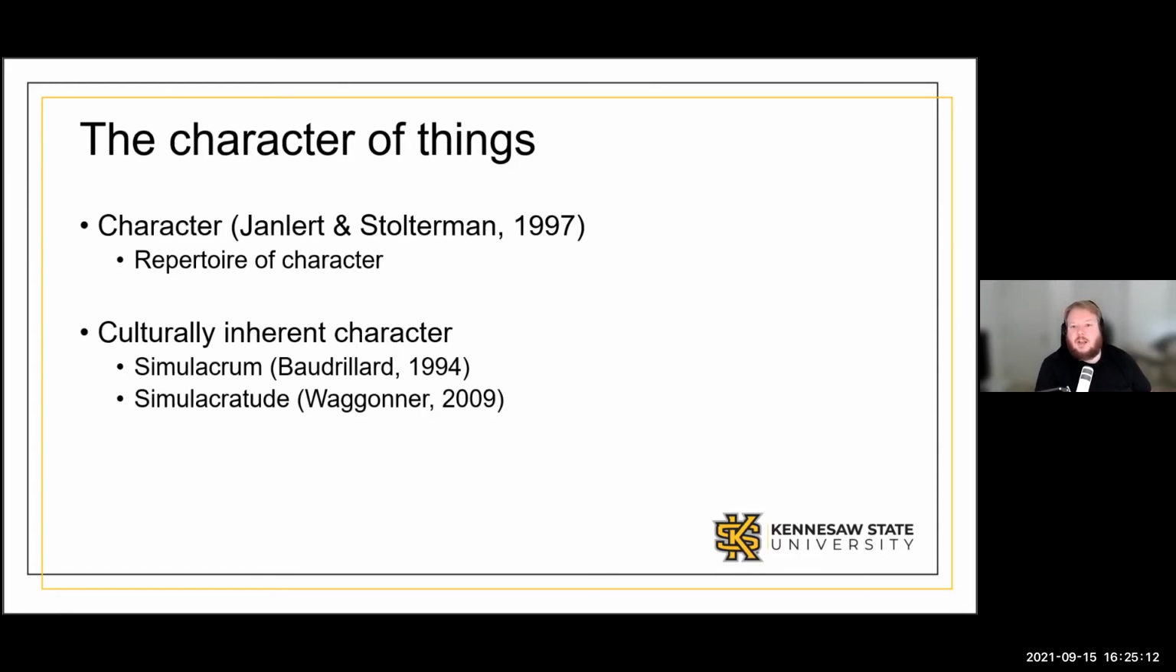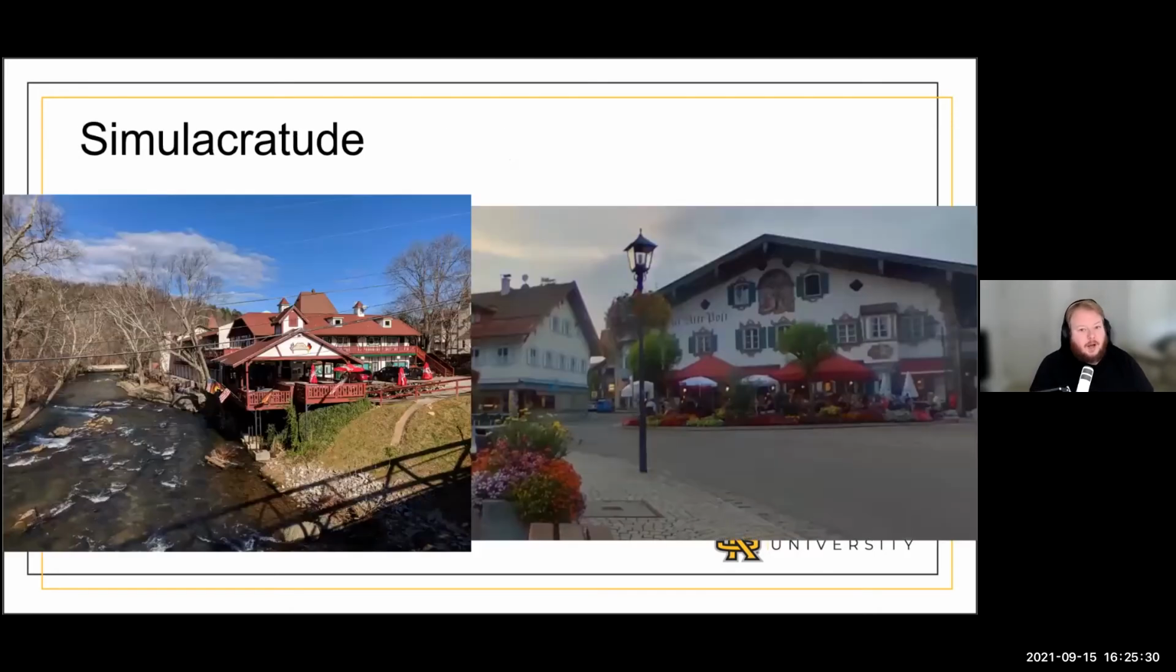And in games, we see a lot of this. In GTA 5, for example, the entire city is a simulacrum of Los Angeles. So it's not actually Los Angeles, but it just looks a lot like Los Angeles. And Simulacratude is the nature of being a simulacrum. I have an example of this. On the left here is an American town, and on the right is a Bavarian town. The left side here is called Helen. It's here in Georgia. It's up in the mountains.